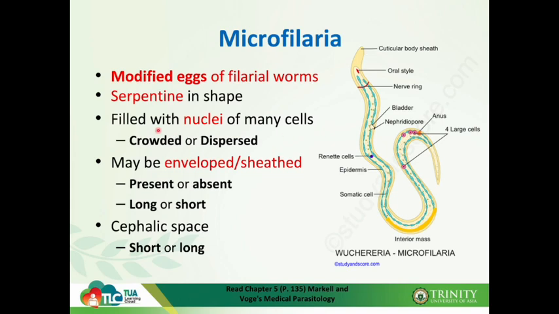Again, itong mga presence of nuclei, presence of sheath, presence of cephalic space, we all use these characteristics to identify the species. Kumbaga, when we talk about hookworms, we look at their rhabditiform morphological characteristics, adult worm characteristics. Dito naman, we look at the characteristics of the microfilariae to determine if it's Wuchereria, or Loa, or Mansonella.